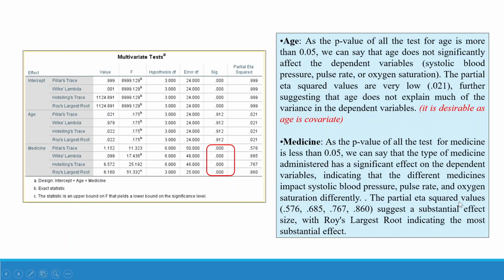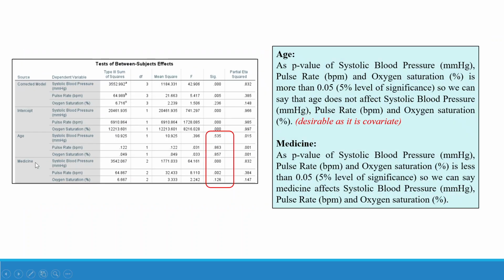The partial eta square values, this one here, suggest a substantial effect size, with Roy's largest root indicating the most substantial effect. For Roy's largest root, partial eta square is maximum. Now, if the effect of medicine is there, then on which dependent variable it is significant, that we will have to see. And for that reason, we go into tests of between-subjects effects.